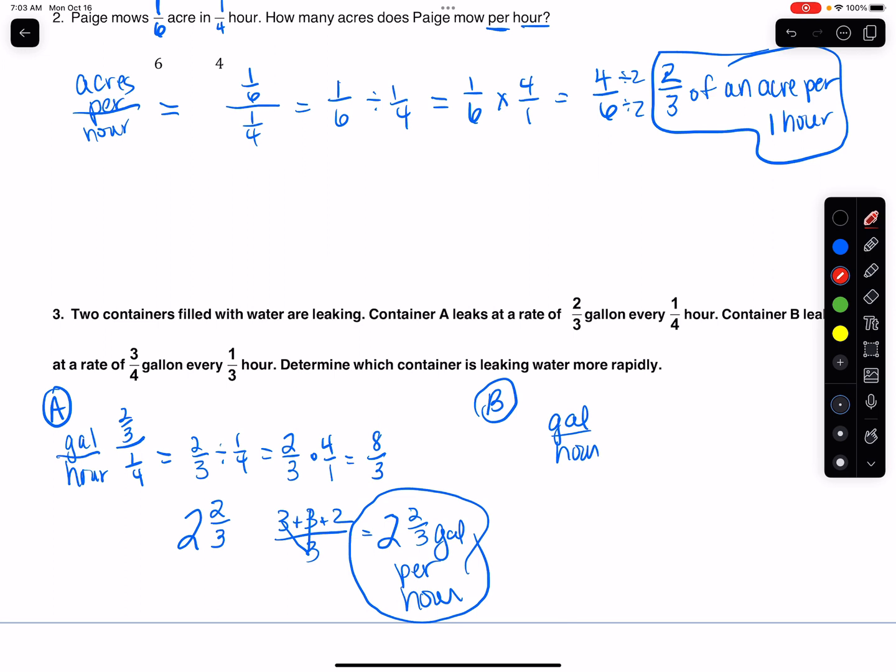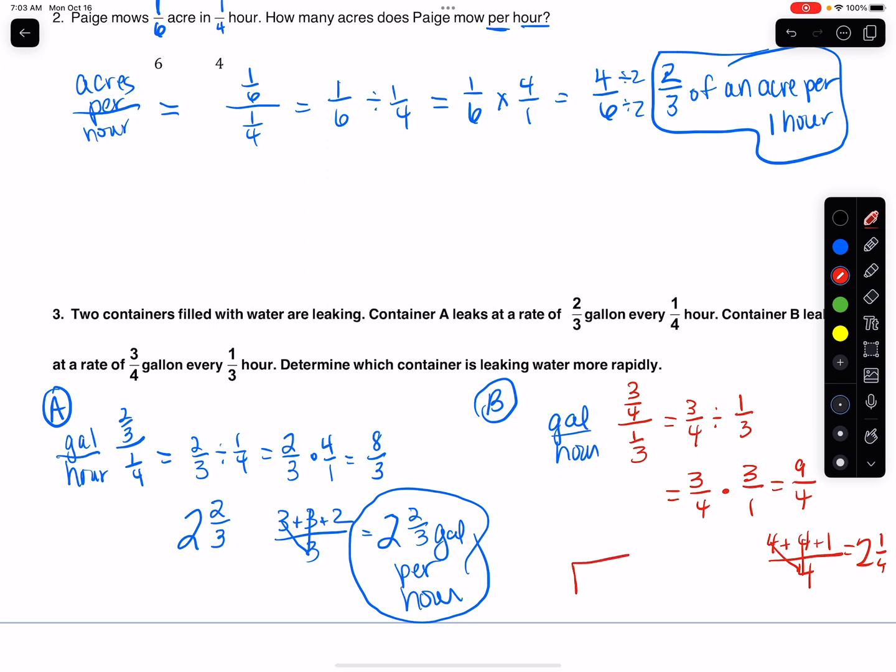And the other one, let's see if I can change colors for us. Looks like container B is at 3/4 of a gallon per 1/3 hour, which means 3/4 divided by 1/3. I'm going to rewrite that as multiplying by the reciprocal. And I end up multiplying across the top, 9/4. Well, 4 plus 4 plus 1 over 4 equals the 9. 1 whole, 2 wholes, and 1 left over.